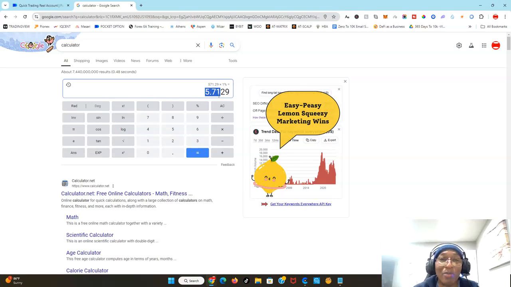We're going to leave it at 5.71 because the next digit is a 2, and 2 is less than 5, so we're not going to increase this. We're just rounding it off to 2 decimal places, okay?